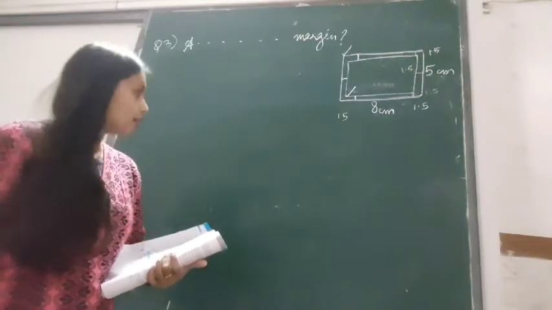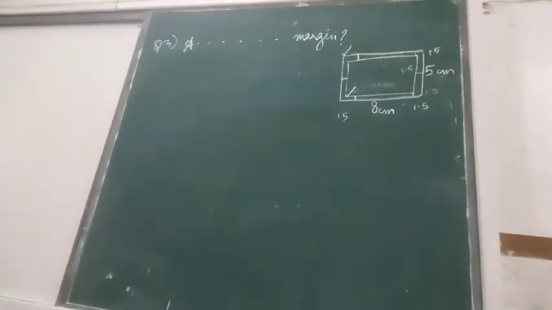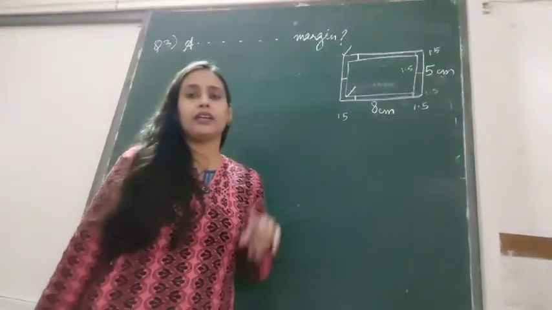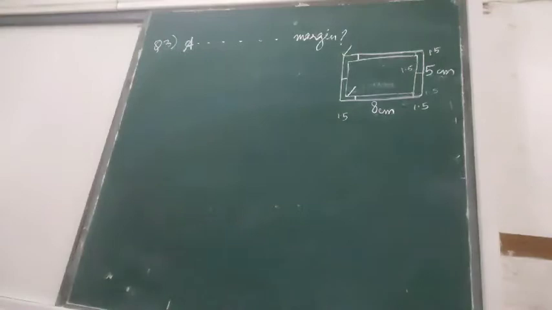So let's start. Now whatever is given that we will write. First let's write the outer rectangle, that is for 8 and 5, that is the length of the cardboard and the breadth of the cardboard. Is it cardboard? Cardboard.